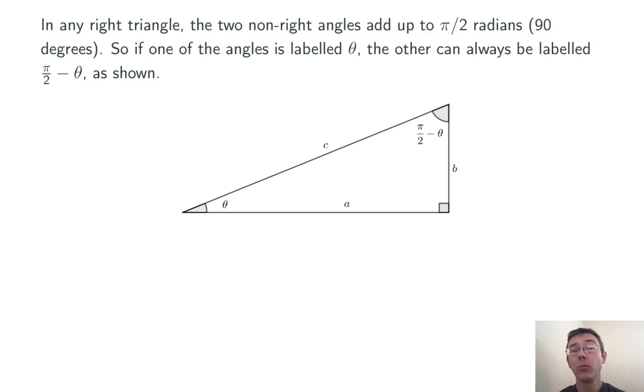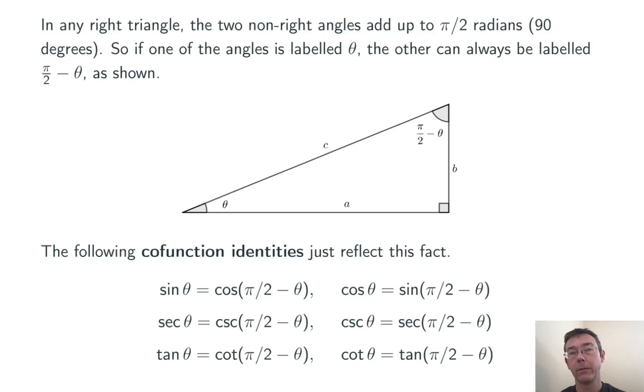In fact, in any right triangle, the two non-right angles add up to pi over 2. So if one of the angles is labeled theta, the other can always be labeled pi over 2 minus theta. And using what we have in the previous slide, we can relate the sine or cosine of one of the angles to the cosine or sine of the other. Similarly for secant and cosecant, and tangent and cotangent. In each case, we're just reversing the roles of the opposite and adjacent.